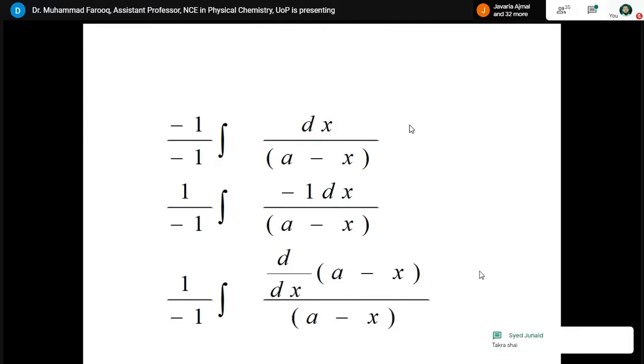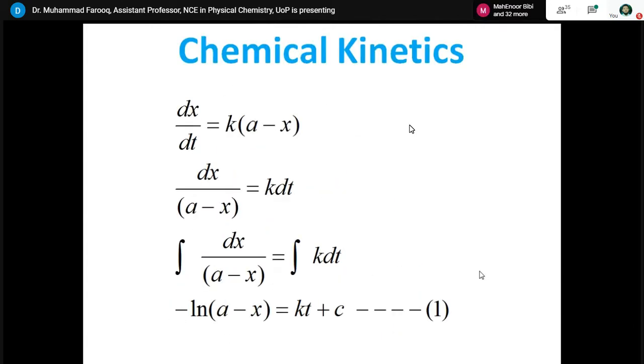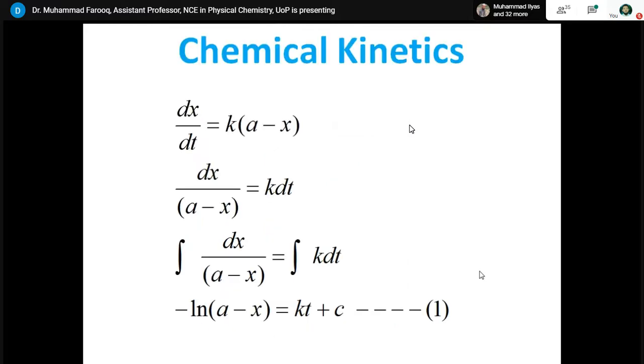Now we come to the rule. This is the integration rule. If we have a function in the denominator and its derivative is present in the numerator, we can take directly log of the function. You can see this one, log of a minus x. How does the minus come? You can see minus 1 divided by minus 1, so this minus will be multiplied. You can see minus log of a minus x is equal to kt plus c.